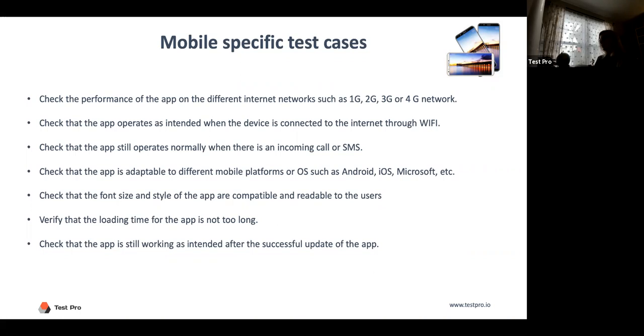We're supposed to make sure that the application design and function are similar. It will definitely not be the same because it's different software, but it's supposed to be similar and as designed. And definitely the main functionality is supposed to work as expected. Okay, next one, what are we supposed to check next? Check that the font size and style of the application are compatible and readable to the users. That's not only usability, that's also about accessibility.